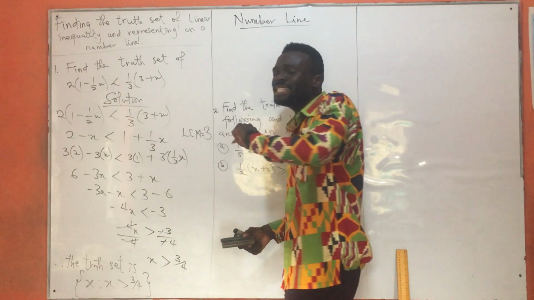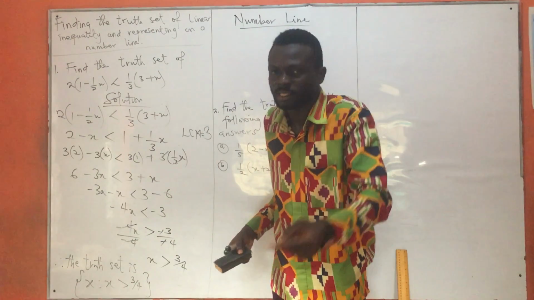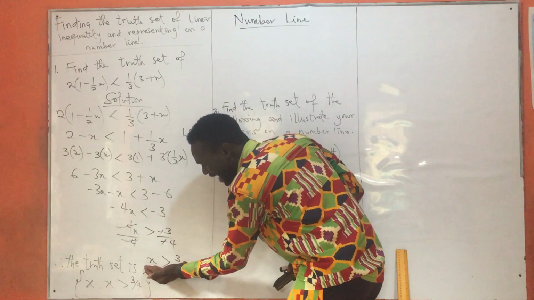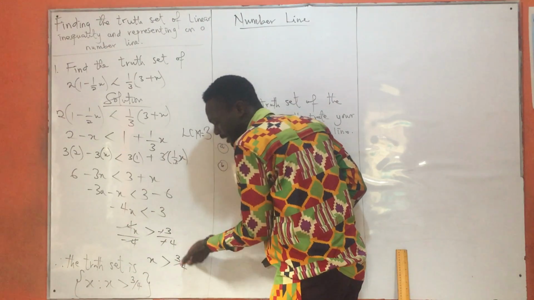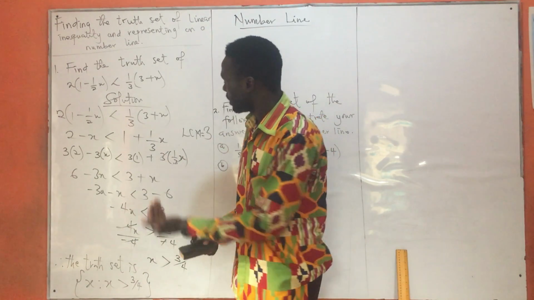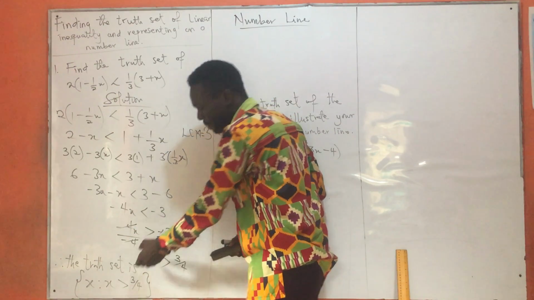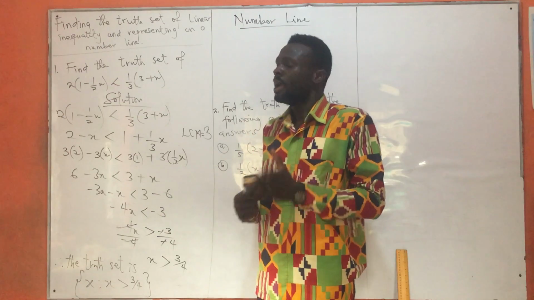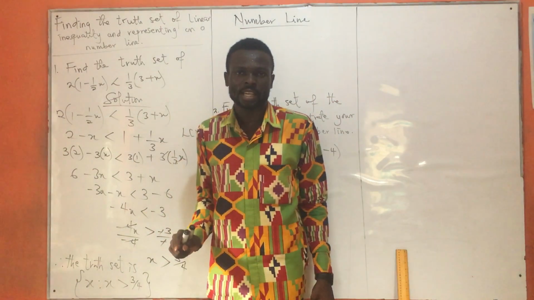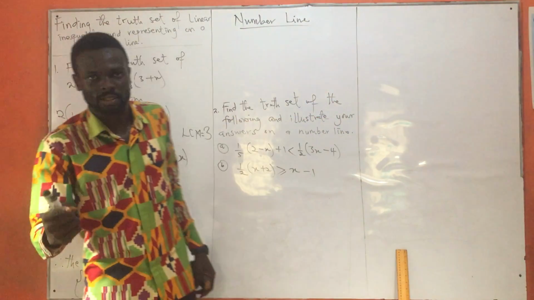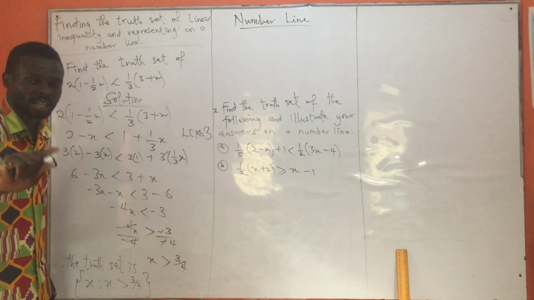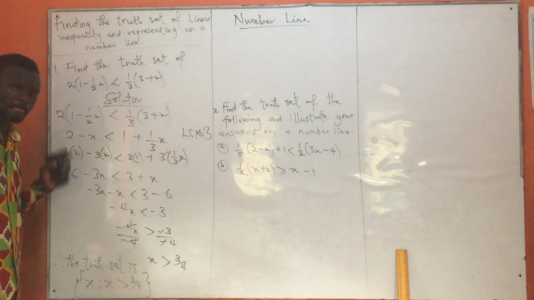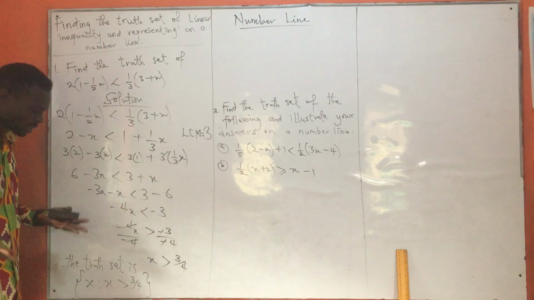Now if the question demands you finding the truth set, and you stop at x is greater than 3 over 4, then they will mark your methods, but your answer is wrong. So you should take very good note of that. Before we can even find the truth set, we have to know the value of x. Then we will state the truth set using the value of x. It's very simple, right? Good.